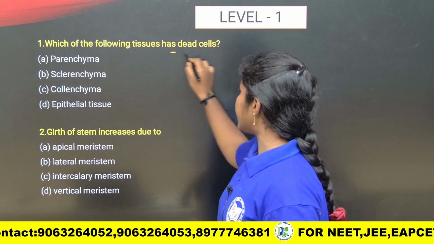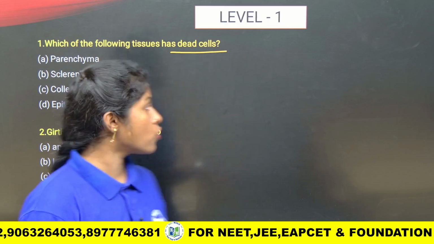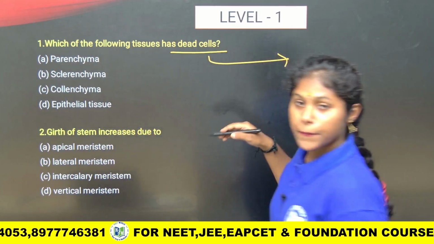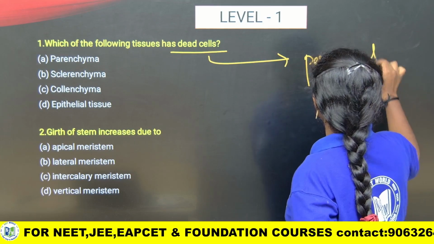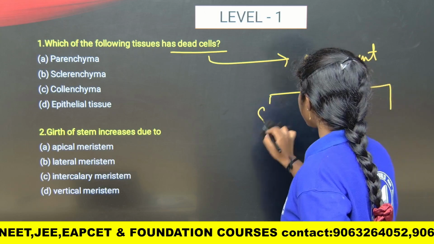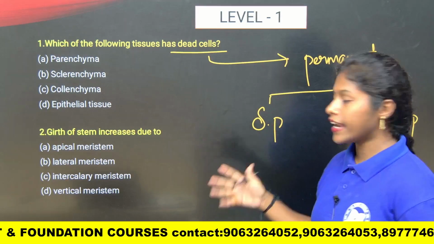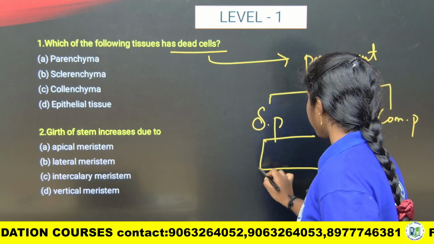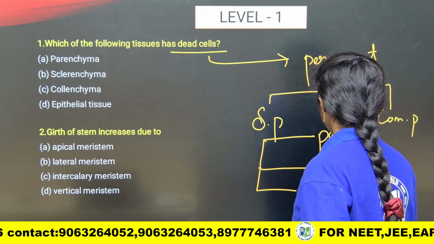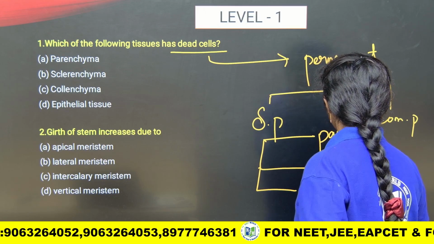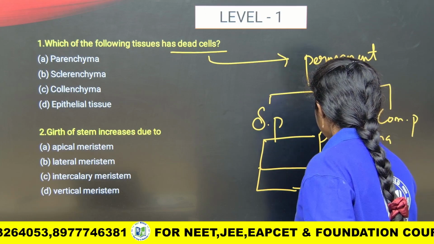So they are asking about the dead tissue. Is it a permanent tissue or meristematic tissue? Of course, the dead cells are in the permanent tissue. Permanent tissue is again divided into two types. What are they? Simple permanent tissues and complex permanent tissues. And simple permanent tissues are again divided into three types. What are they? Parenchyma, collenchyma, and sclerenchyma.